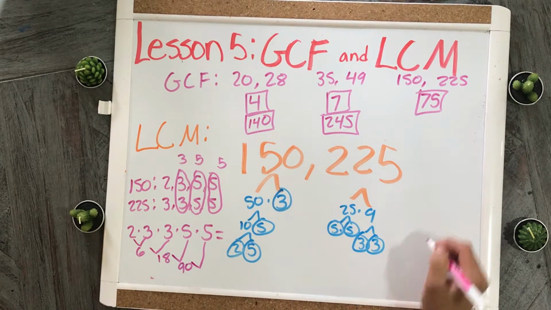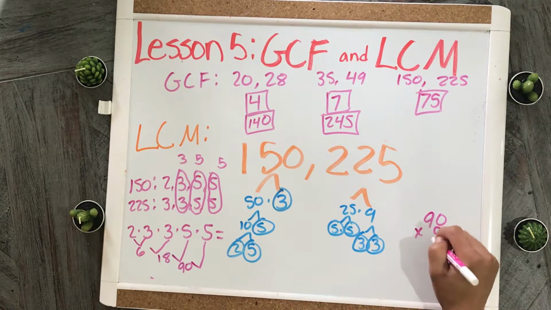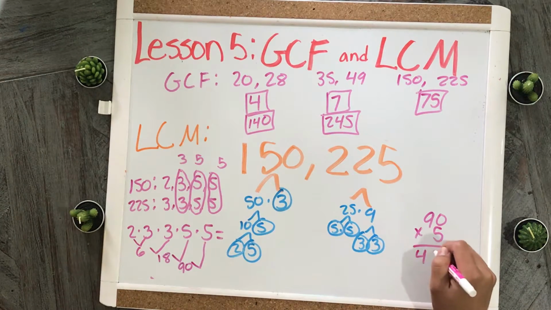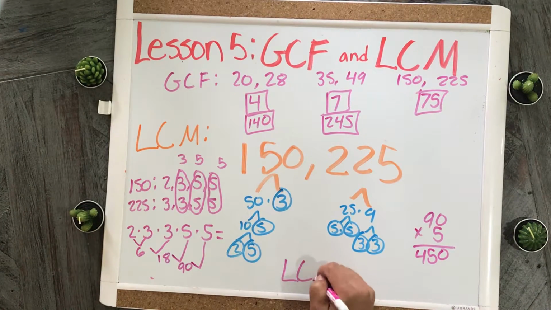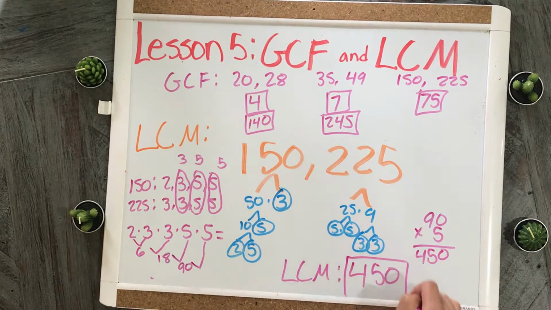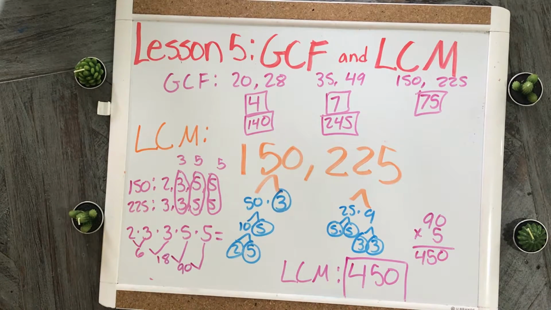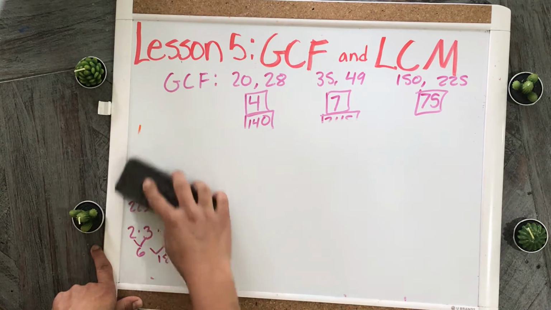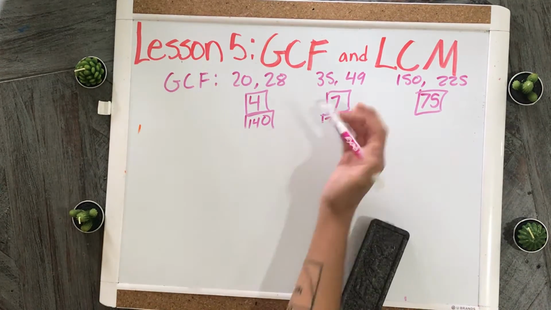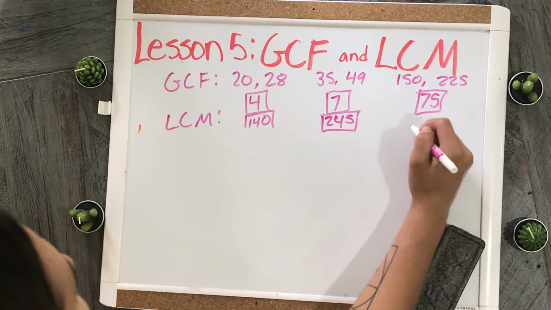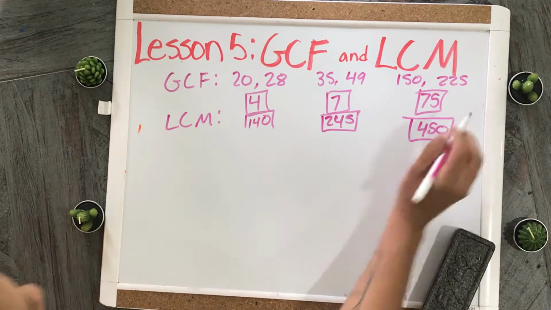And then 90 times 5, I do not know, so let's see, 90 times 5. 5 times 0 is 0. 9 times 5 is 45. Okay, so our least common multiple for this one is 450. Alrighty, the least common multiple of 150 and 225 is in fact 450. Alrighty, so before we wrap it up, I should never erase this one all the way. Go ahead and make sure you have this down, okay? Just so that you can see the difference.